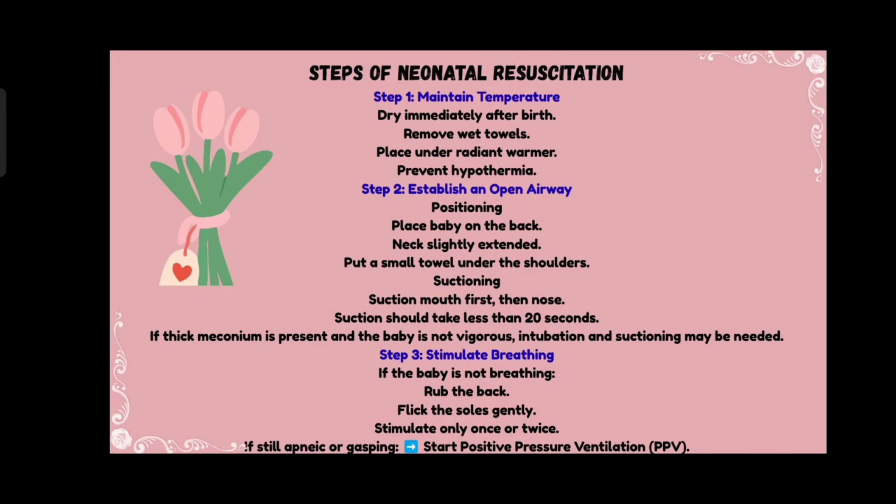The second one is to establish an open airway. For that we first have to position the baby properly. We have to place the baby on their back, then the neck should be slightly extended, and we have to place a small towel under the shoulder area.